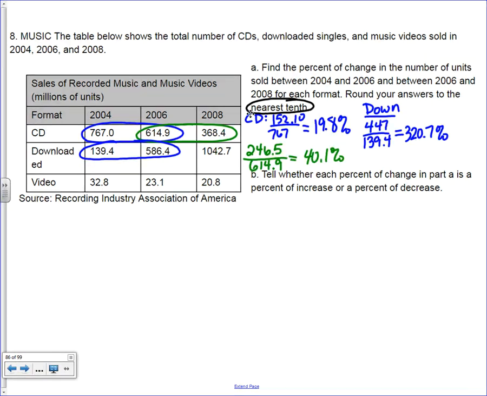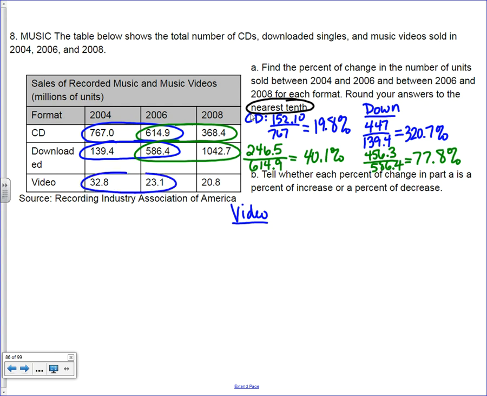Now we're going to go from 2006 to 2008, subtract them to find the change, and you get 456.3 over the original in 2006, which is 586.4. When you divide those, you should get about 0.778. So if I move my decimal, that is 77.8%.